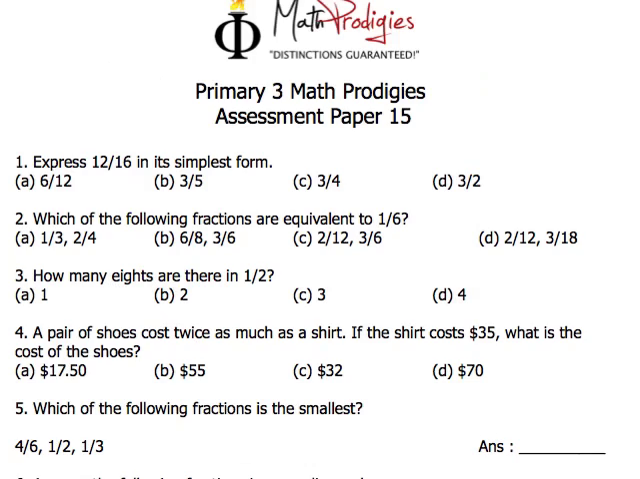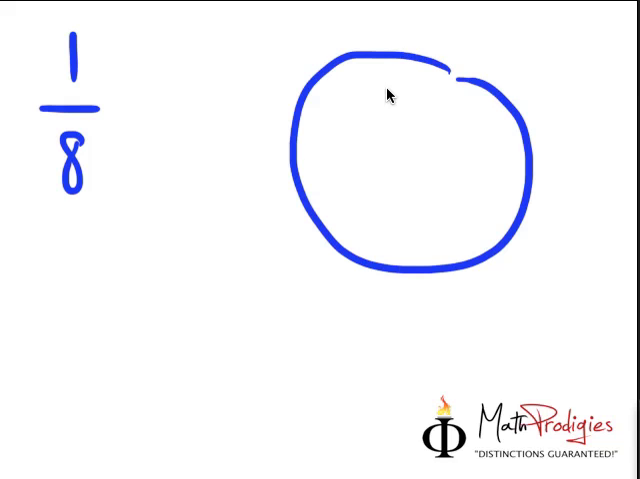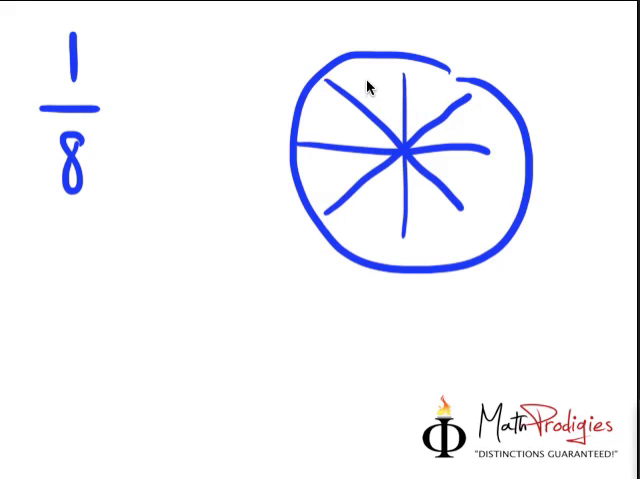How many 8s are there in half? Now, how many 8s? 8s basically mean 1 over 8. How many 1 over 8s? In other words, if I were to divide a pizza or a prata by 8s, see there's 1, 2, 3, 4, 5, 6, 7, 8, correct? Yep. So there are 8 parts to this.